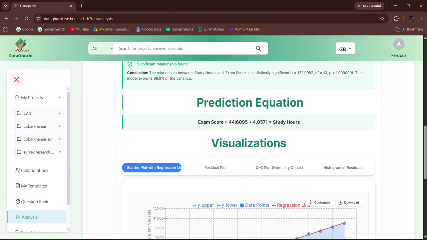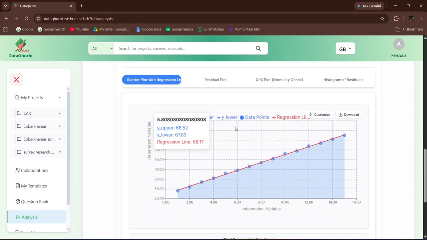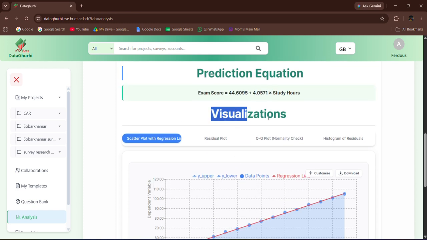The 44.6095 is the intercept. It's the predicted exam score when the number of study hours is 0. 4.05 is the gradient, the slope value. And here are the visualizations of linear regression.